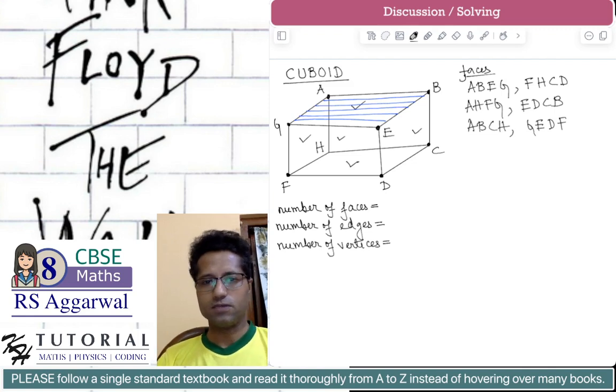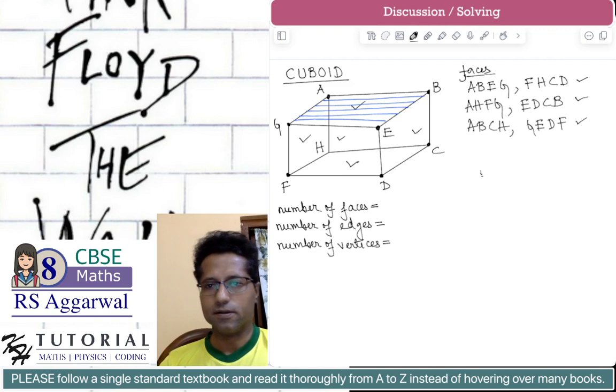So how many faces have we considered? We have found 6 faces. There will be 2 more. How many faces are there in a cuboid? We have considered top and bottom face, and there will be 4 other lateral faces. Okay, so we have considered all the faces. So these are all the faces of the cuboid.